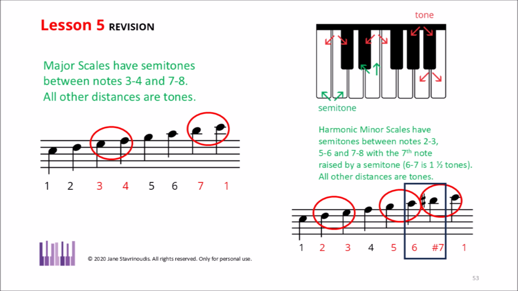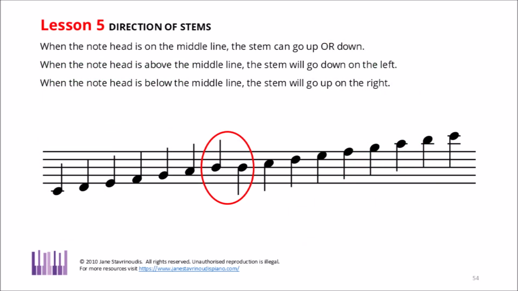Let's dive in. Before starting work on the Lesson 5 worksheets, it's a good idea to revise your key signatures, scale degree numbers, and semitone patterns for major and harmonic minor scales. Also, revise stem directions, as a lot of students put stems on the wrong side of a note head or in the wrong direction, and you will lose marks in an exam if your stems are not in the correct place.